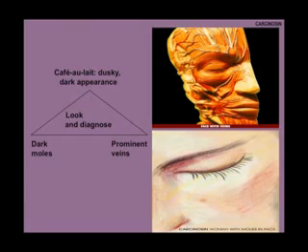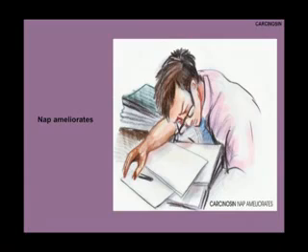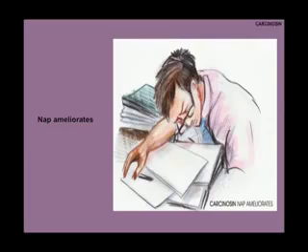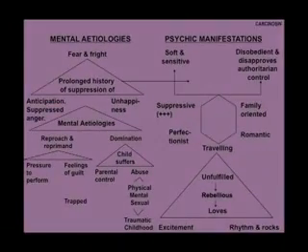The appearance, the café au lait appearance with dark moles and blue sclerotics. And that's how Dr. Foubister described this Carcinosin. In Carcinosin, we have nap ameliorates like we have it in Nux vomica. So the patient is overtired and a short nap makes him better. But this is a very, very important aspect of Carcinosin, and I want you to really understand this.